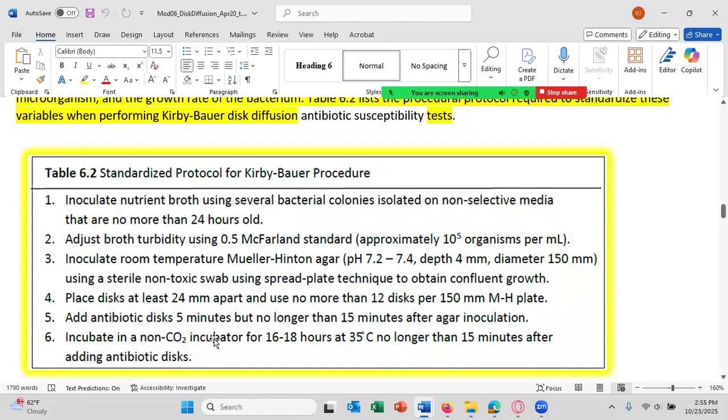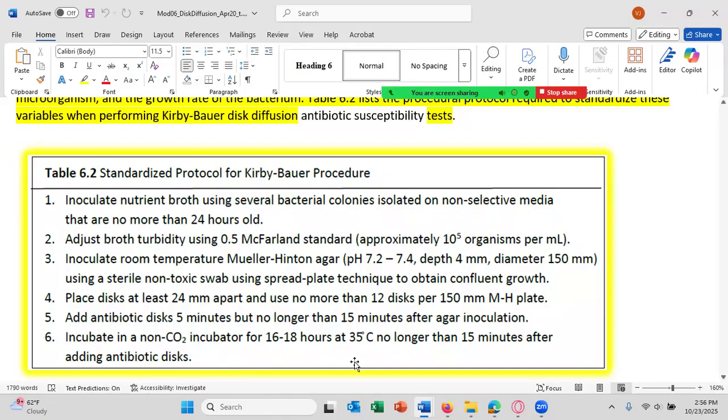You then incubate the plates in a non-CO2 incubator for 16 to 18 hours, so we're controlling how long they're grown, at 35 degrees Celsius, so we're controlling the temperature we're growing the plate at, and you put the plate in the incubator no longer than 15 minutes after you add the antibiotic disc. Any question about any of that?